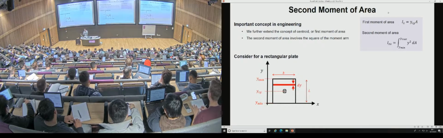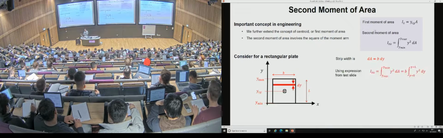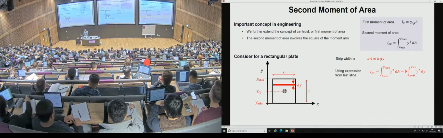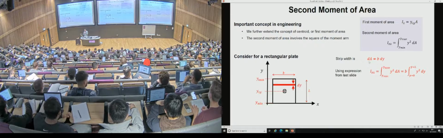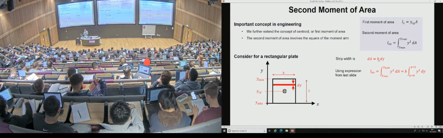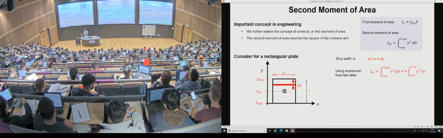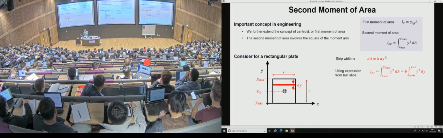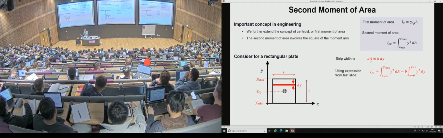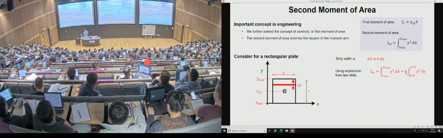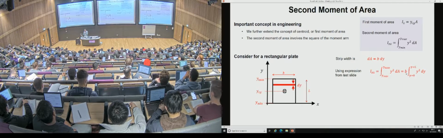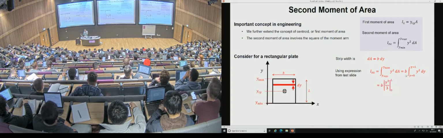And we consider this, again, for a rectangular plate. We have a strip width. This is where we can represent the incremental area as an incremental change in y times a fixed width b. So if we're going in the vertical direction, the strip will always have a width b, but it will only have an incremental change in y. So if we're going to integrate against y, we can make that substitution, and then the b goes outside of the integral because it's constant. And then we can integrate y squared to be y cubed divided by 3.